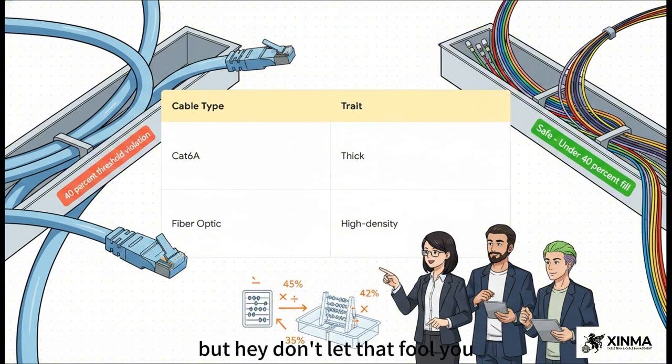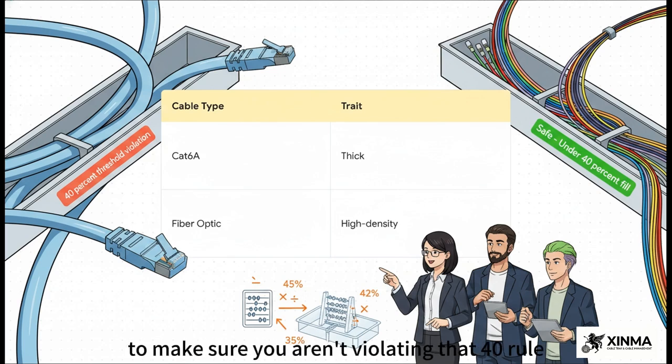But hey, don't let that fool you. Even with high-density fiber, you still have to run the math meticulously to make sure you aren't violating that 40% rule. The specific cable type always has to dictate your calculations.